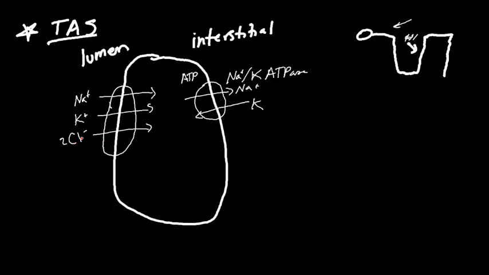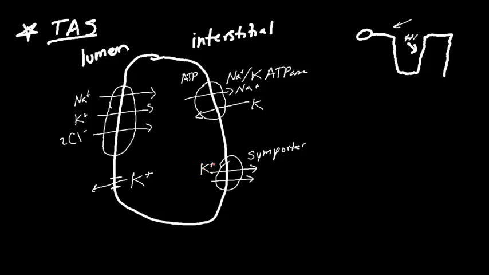So potassium's being actively moved into the cell. Somehow we've got to get potassium balanced out, and that's through this channel. Potassium will leave through a channel, and this is going to be a channel, so it's not going to require ATP. Then also we've got one more transporter over here, and it's going to be a symporter. What is a symporter? It's going to move 2 ions in the same direction, or 2 or 3. This is a symporter as well.